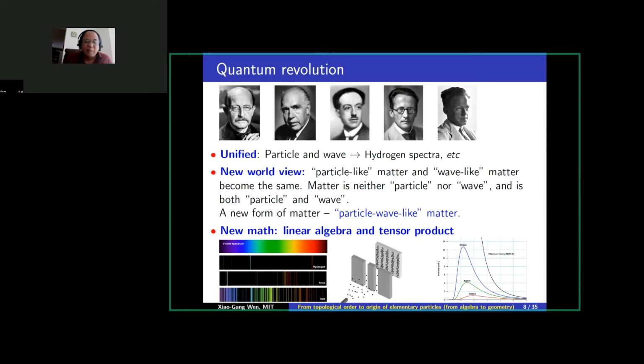So basically, matter is neither particle nor wave, or maybe both particle and wave. It's kind of very strange in quantum physics. It's very hard to accept. The new mathematics is totally different. It's linear algebra and the tensor product in linear algebra. This is the mathematical language for quantum physics.